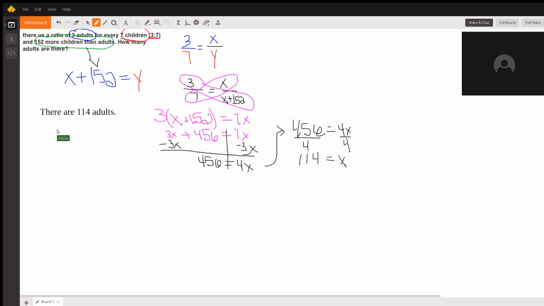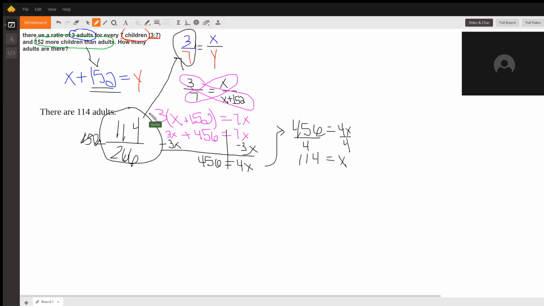You can go back and check this very simply. If there's 114 adults, then you add 152 to that to find out the number of children you have. So you have 266 children. So if you do 114 adults over 266 children, this fraction should be the same thing you get when you do 3/7. They should reduce to be the same thing.